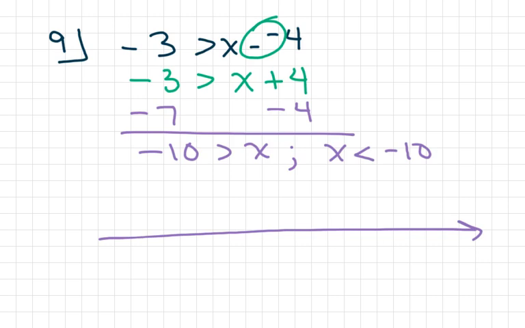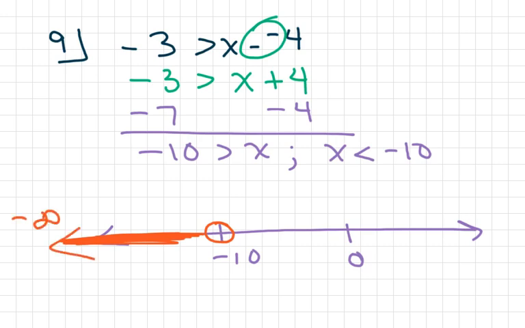I'm going to draw my number line. I have 0 here, say -10 about here. Open circle, it can't equal it because there's no equal sign here. All numbers smaller than -10, which shades to the left to negative infinity.